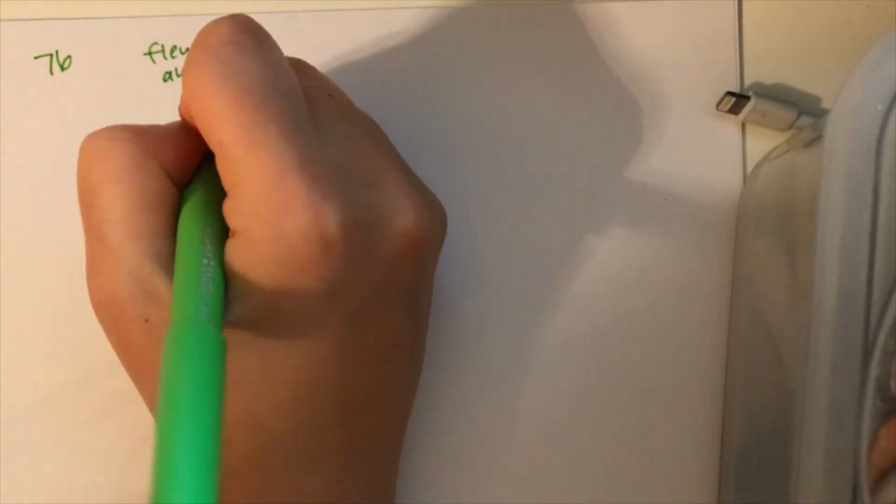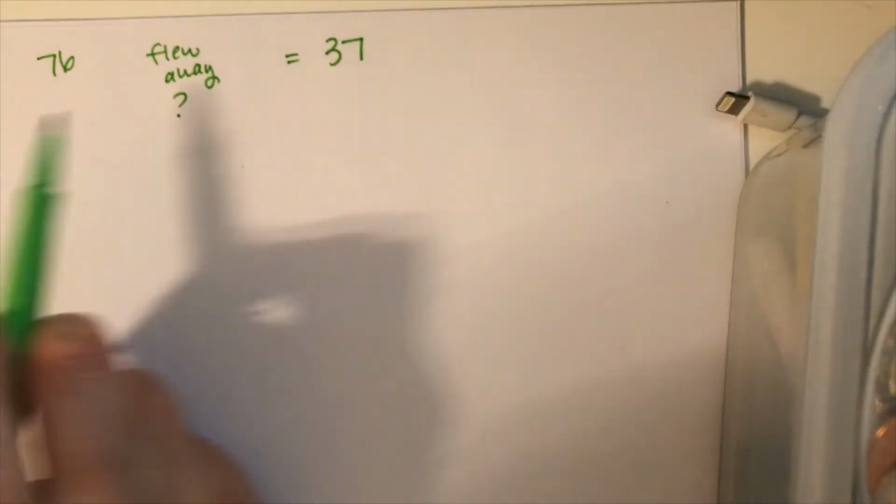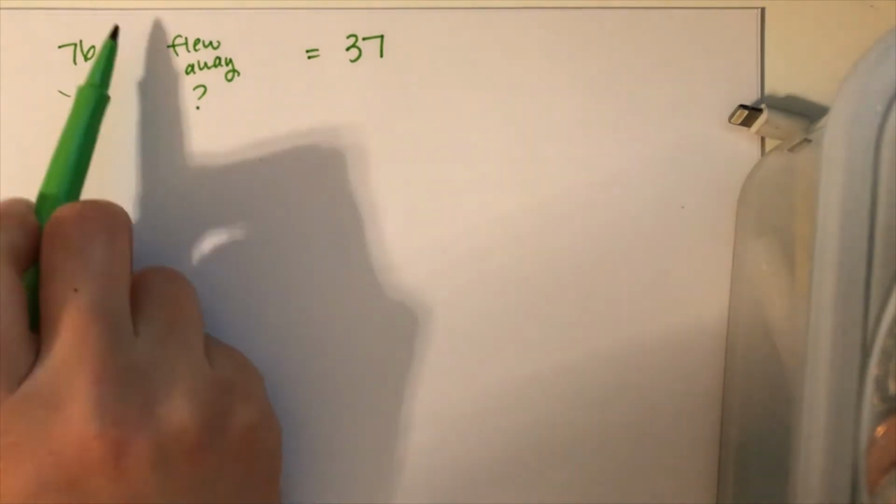All right, for this one, we're talking about bees in the garden. So there were 76 bees in the garden, and then some flew away. They say some, so I'm going to put that question mark. And now there are 37 bees. So how are we going to figure this out right now?